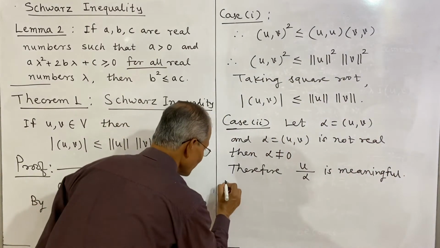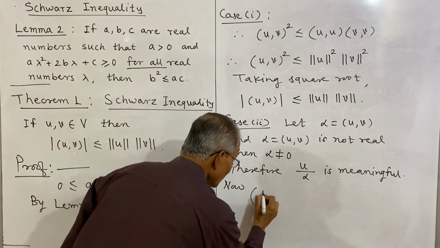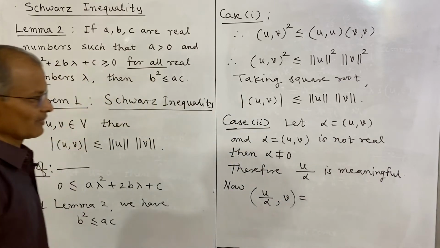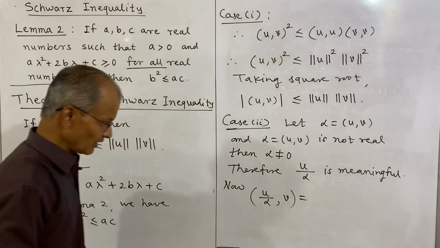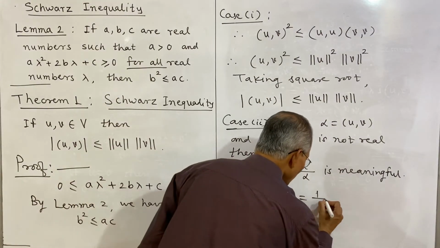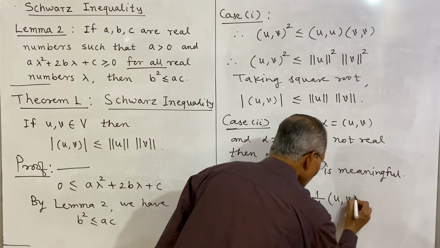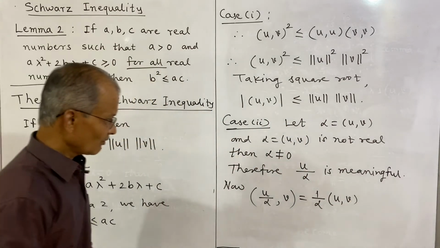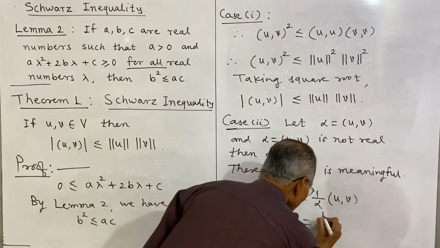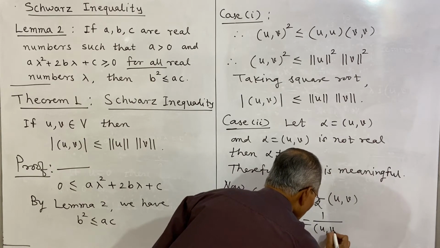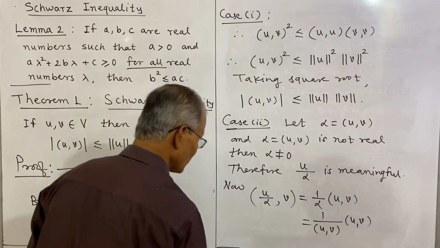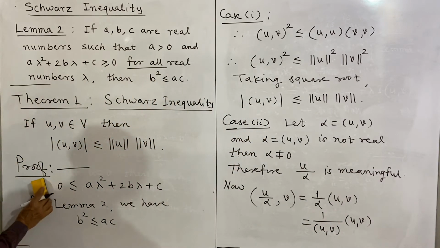Now we shall consider the inner product of u upon alpha with v. By the linearity property we can write alpha outside. So it is 1 upon alpha into the inner product of u and v. And alpha is the inner product of u and v, so it is 1 upon the inner product of u and v into the inner product of u and v, and thus this becomes 1.